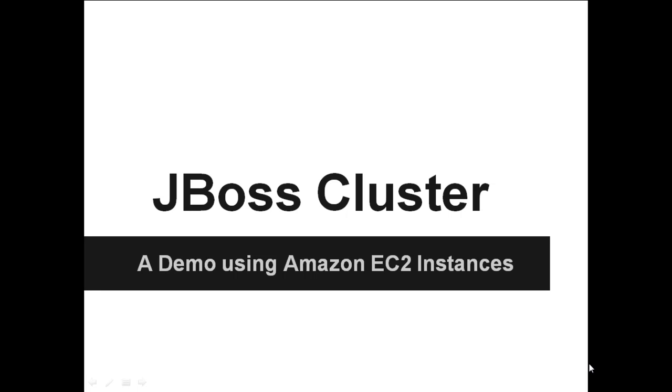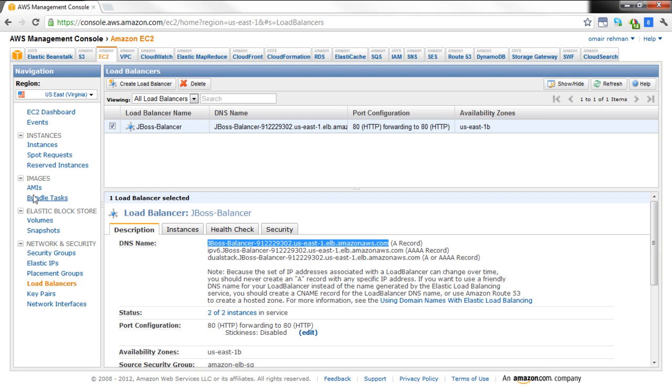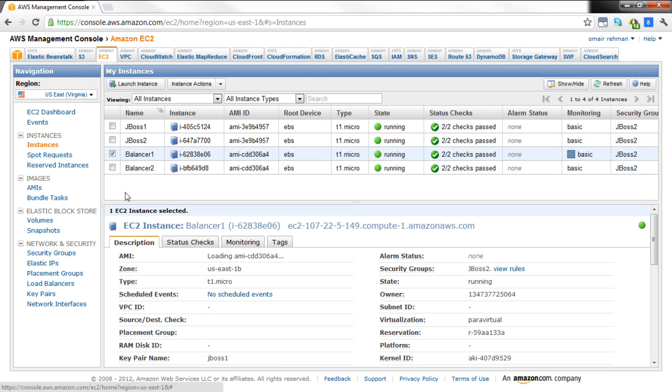This is a demo of how we can use Amazon's EC2 cloud services to implement a fault-tolerant JBoss cluster. So let's start. We will start by looking into the Amazon Web Services console. This is the web console. We can see all the instances here.